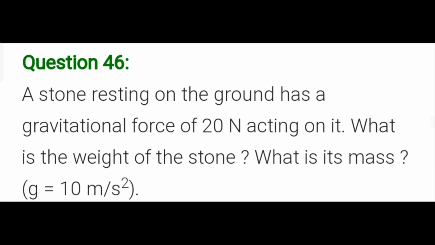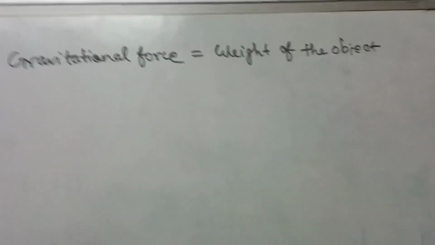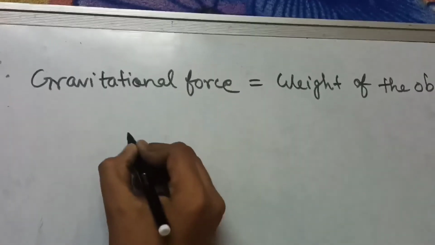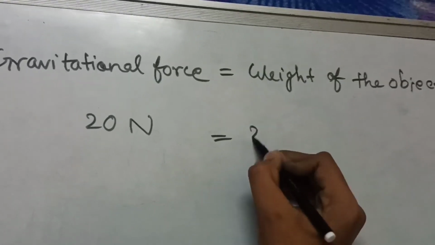Question number 46. A stone resting on the ground has a gravitational force of 20 newtons acting on it. What is the weight of the stone? What is its mass? So, in question number 46 there is a stone kept on the ground and the gravitational force working on it is 20 newtons. We have to tell the weight of the stone and its mass. First of all, we know that gravitational force is equal to the weight of that object. So gravitational force, as given, is 20 newtons. So the weight of that object will be 20 newtons.